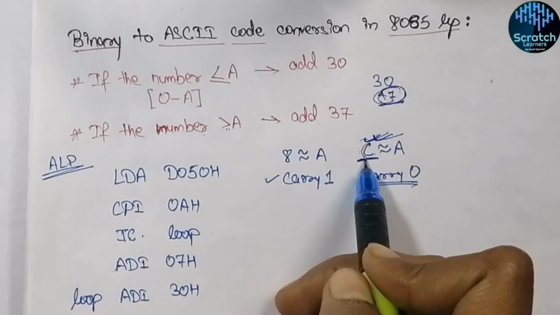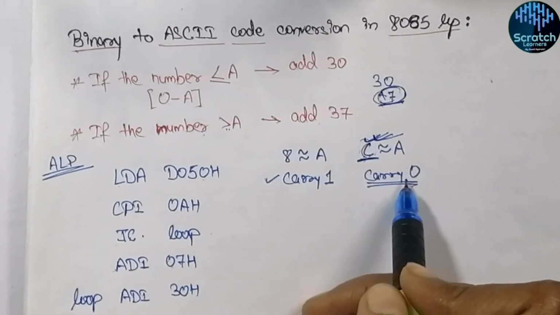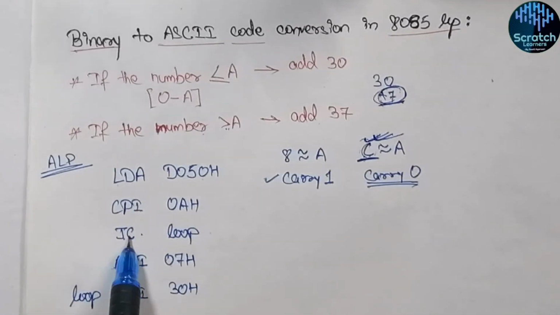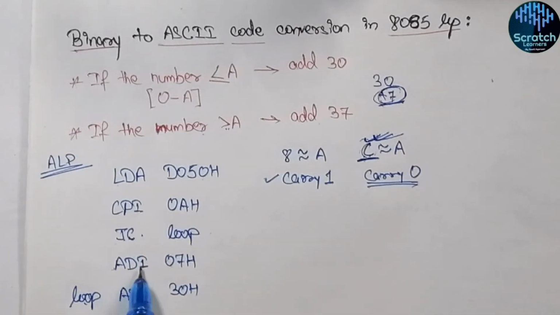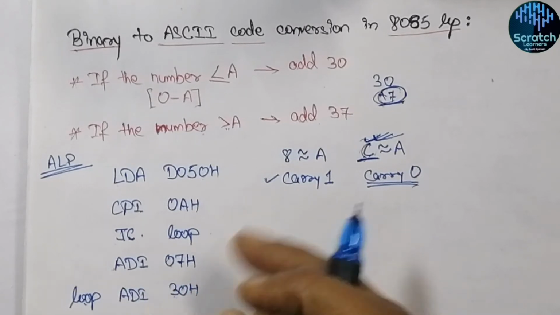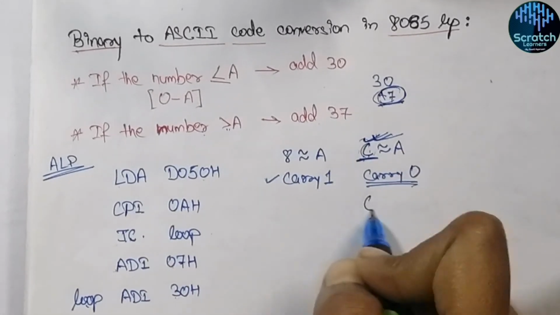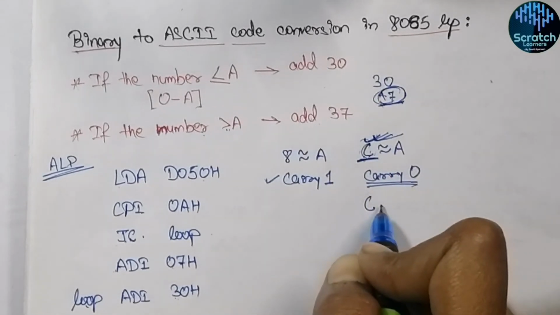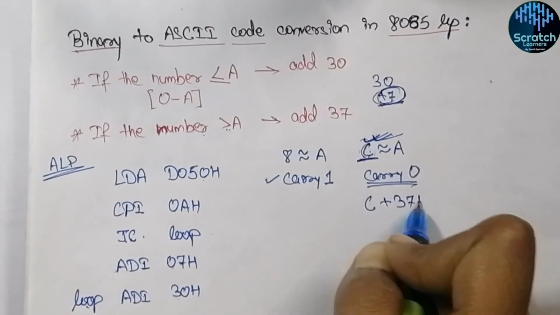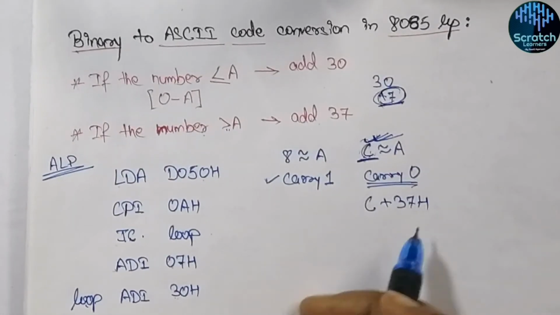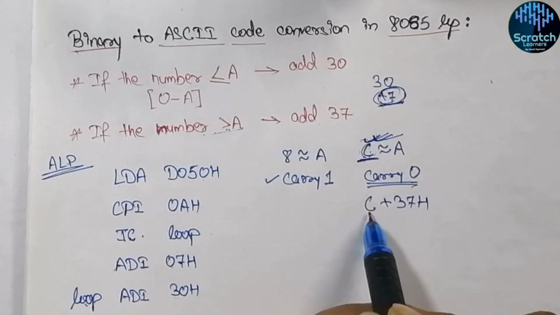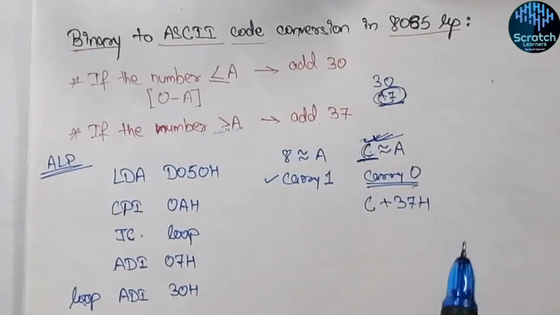So what's happening for this data? This is C, and in that case a carry is not generated. So this loop will not jump to this location and it will add 7 hex, right? And after this statement, the next statement will be executed, which is to add 30. So what's happening is that 37 hex is being added with this data C. So the ASCII code of C will be C plus 37 hex, right? And that's what we need to do. This data is greater than A, so we need to add 37.